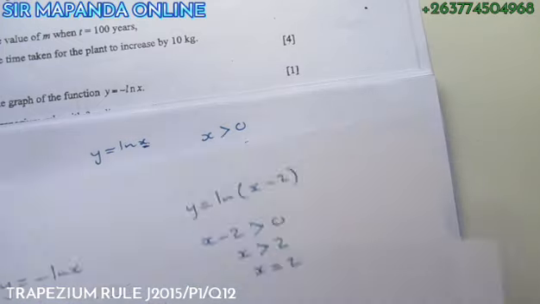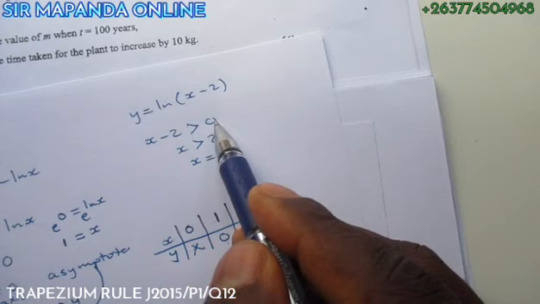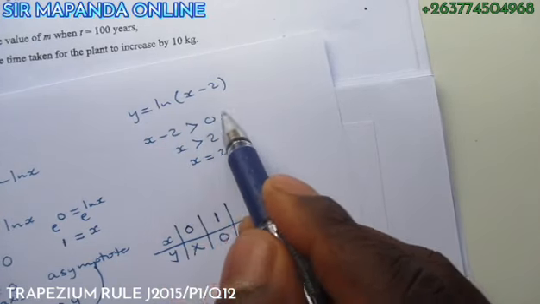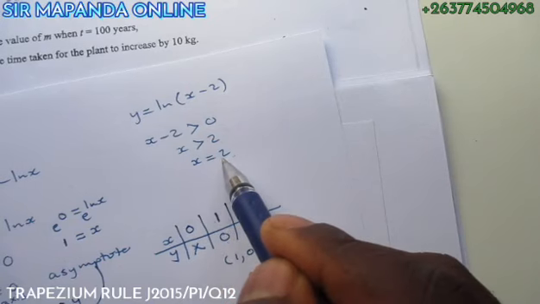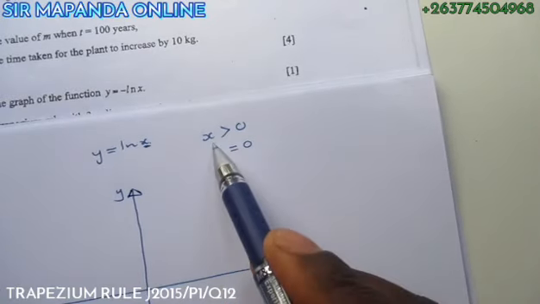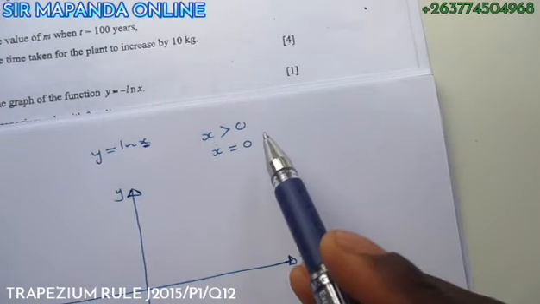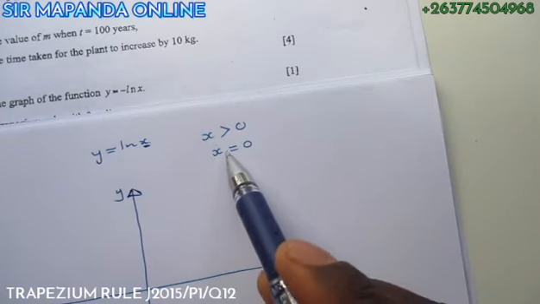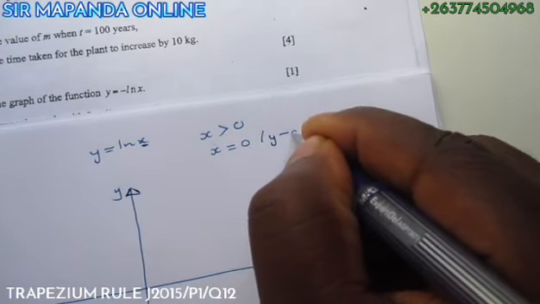Like what we did here, for the asymptote we said x minus 2 must be greater than 0. If we move minus 2 to the other side, you get x is greater than 2. Our asymptote was x equals 2. So for this one, you just say x is greater than 0. There is no number to move to the right side. Hence, your asymptote is x equals 0. x equals 0 is another name for the y-axis.